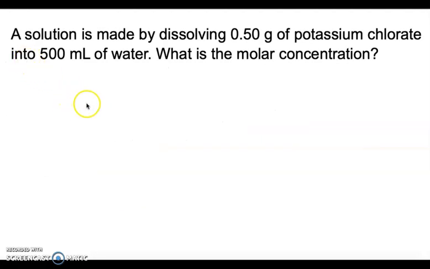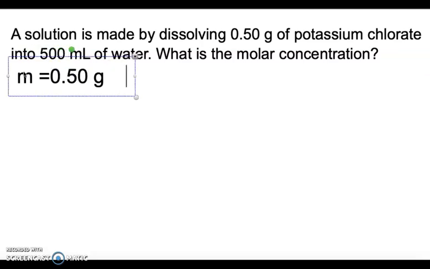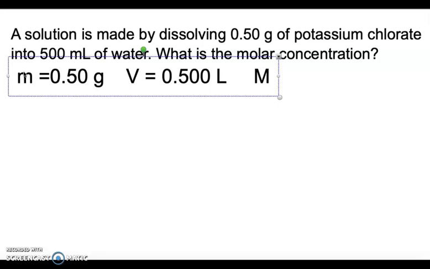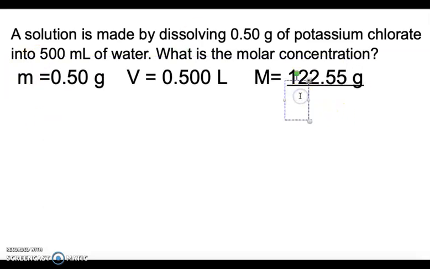Okay, so one more example just to show you how to do this again. So a solution is made by dissolving 0.5 grams of potassium chlorate. So we have a mass equal to 0.50 grams. We know the volume. We're told it's 500 mL, so 0.500 liters. And then we need to go get a molar mass. So we need to figure out what potassium chlorate is. It's KClO3. So we need 1 K, 1 Cl, 3 O's. We put all of that together. We should be coming up with 122.55 grams per mole.